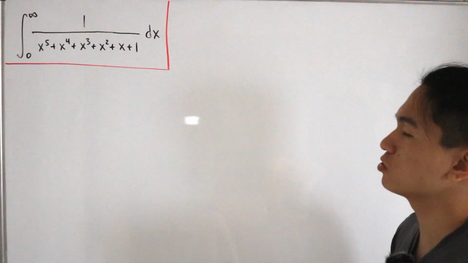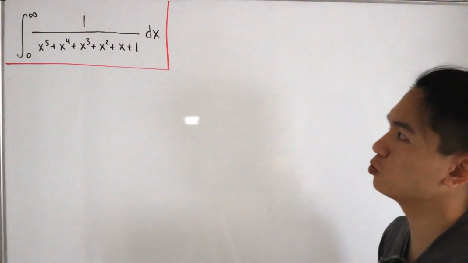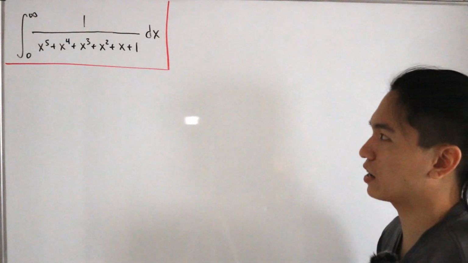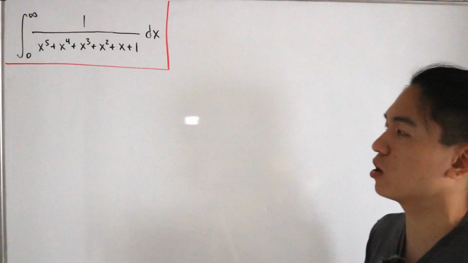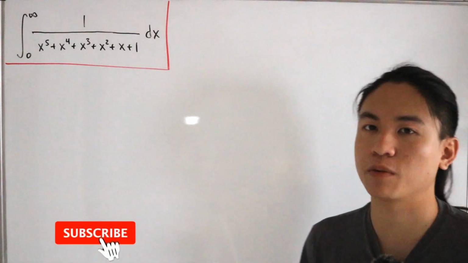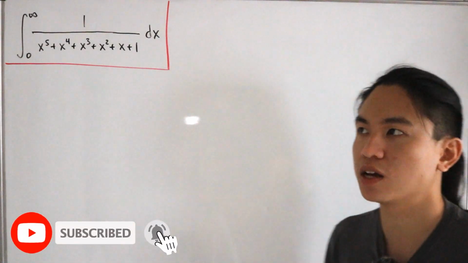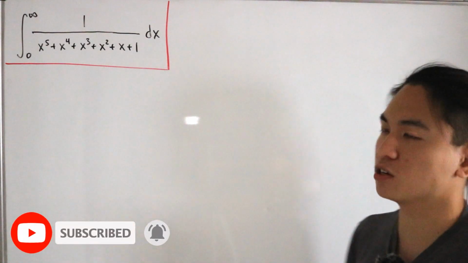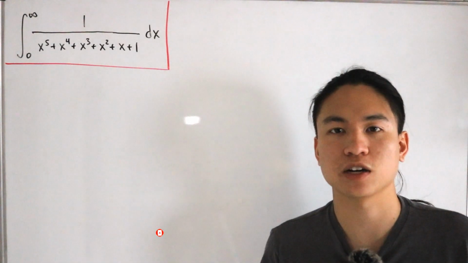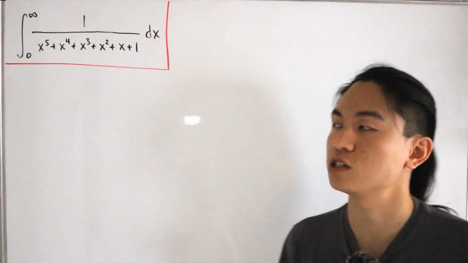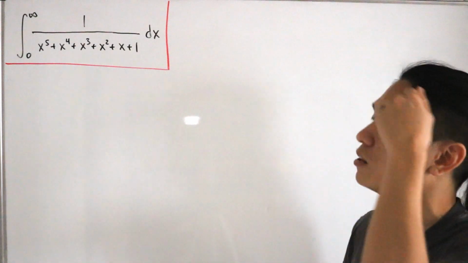Today's going to be a quick video, so what we have is an improper integral from 0 to infinity of 1 divided by x to the power 5 plus x to the power 4 plus x to the 3 plus x squared plus x plus 1 dx. This is actually more of just a quick exercise on how to utilize the U-substitution, since this is the way to tackle this problem.